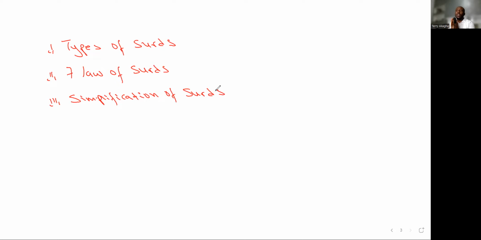Then after that, we're going to talk about the 7 laws of surds. I'll talk about how you add surds, how you multiply, how you divide, and what the concept of conjugates is. Then finally, applying these laws, we're going to simplify the surds. In the next video, I'm going to go straight into the types of surds.